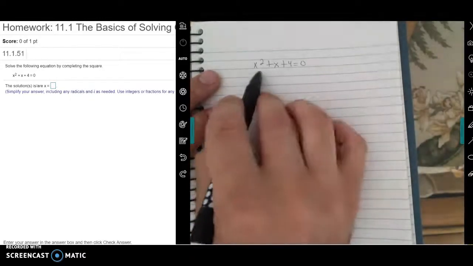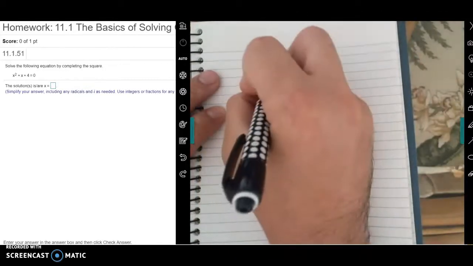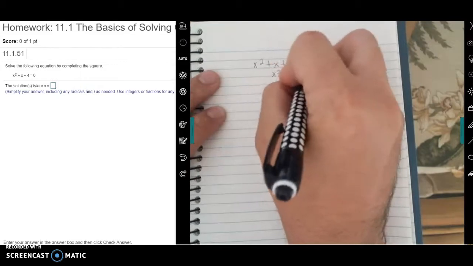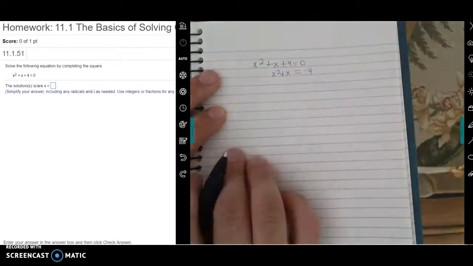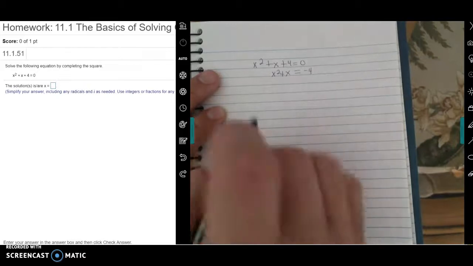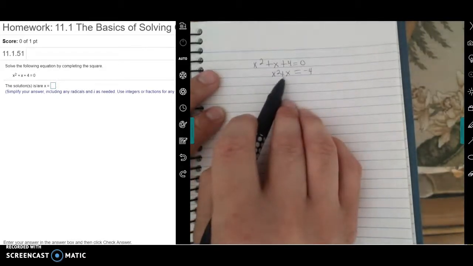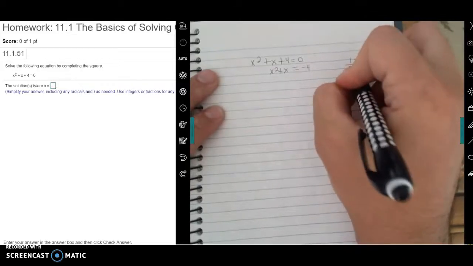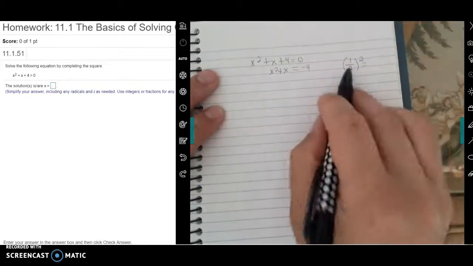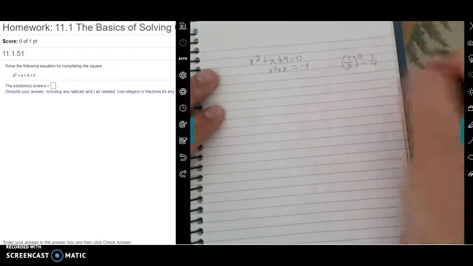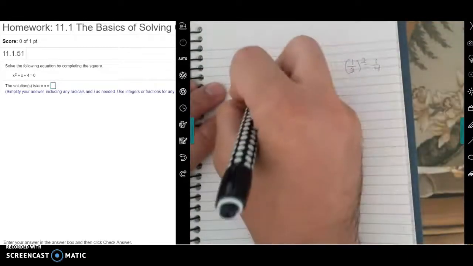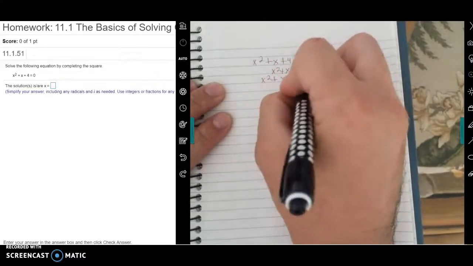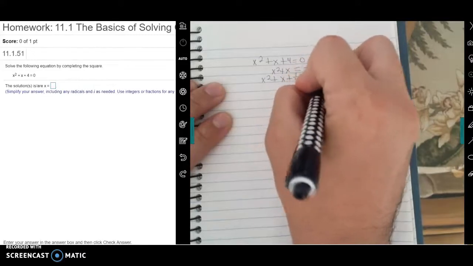So remember, first step is get the x terms on one side by itself. So that gives me x squared plus x. We subtract 4 to each side, so that gives me negative 4. Now we take the coefficient of the x, so the number in front of x, which is 1. We're going to cut that in half, divide it by 2, and then square it. So 1/2 squared is 1/4. So now we add that to each side. So x squared plus x plus 1/4 equals negative 4 plus 1/4.